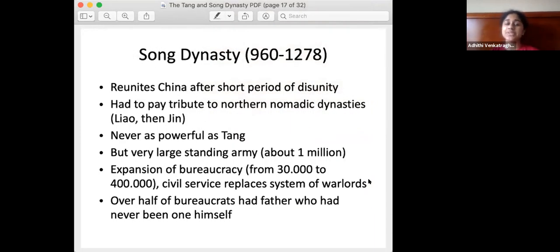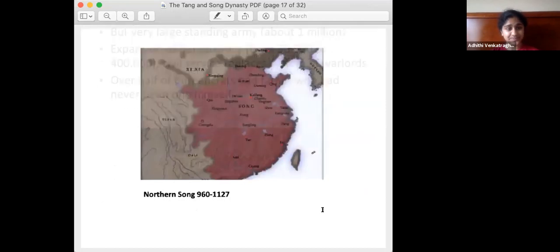The Song Dynasty was 960 to 1278 CE, and it reunited China after a short period of disunity. So this meant they had to pay tribute to northern nomadic dynasties, Liao and Qin, and they were never as powerful as the Tang Dynasty. Although they did have a very large standing army, about 1 million, and the expansion of bureaucracy from about 30,000 to 400,000, civil service began to replace the system of warlords. Over half of the bureaucrats had a father who had never been one himself.